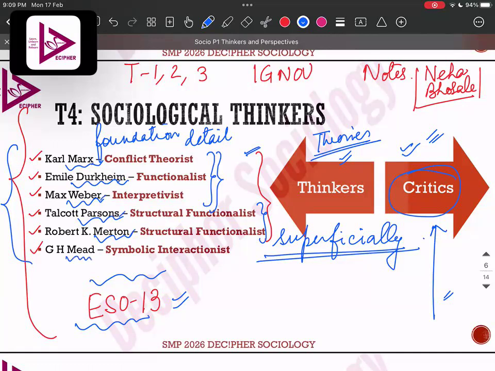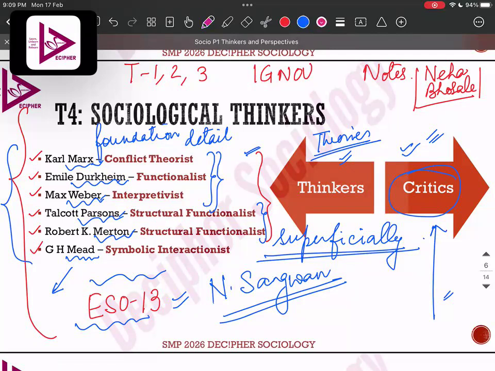Now GH Mead, you might find him in Nitin Sangwan, definitely it is given, the book Nitin Sangwan. You can either refer to him, Mead here, or in any other textbook also it is given. So if you do not have material, just tell me, I will provide that notes, right? So this part you may not understand now, but I will just try to touch this topic.